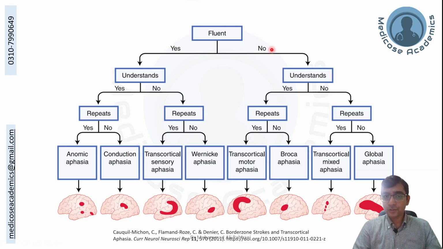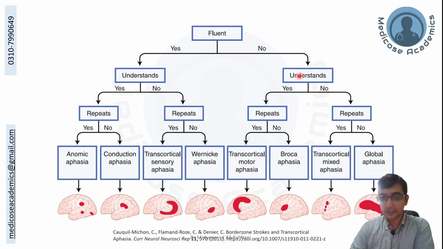If a person is not fluent, that means Broca's or its connections are damaged. If he understands, that means Wernicke's is okay, and if he cannot repeat, then it is Broca's aphasia: Broca's non-functional, Wernicke's functional, so inability to repeat. But if he can repeat, then Broca's itself is okay but isolated from the other areas. So there is transcortical motor aphasia.